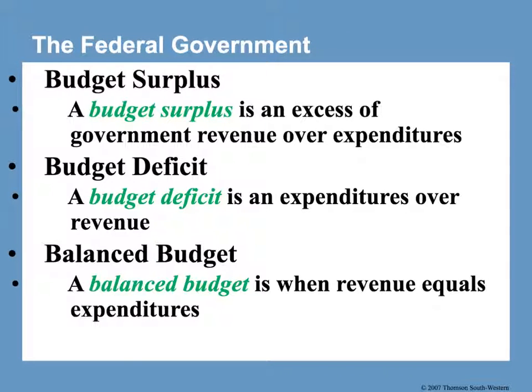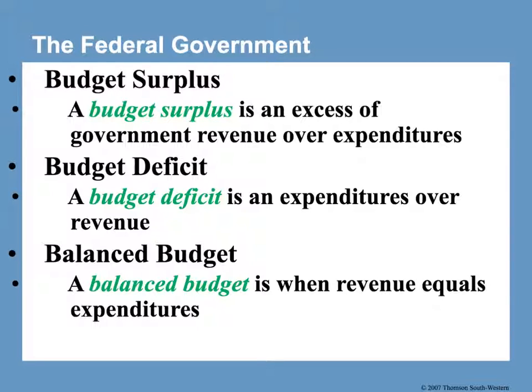Today's lesson is about the basics of federal government budgeting. So in terms of budgeting, the government spends money and receives money in terms of taxes. And so in terms of spending, the government has really three options in terms of how revenues and expenditures meet.